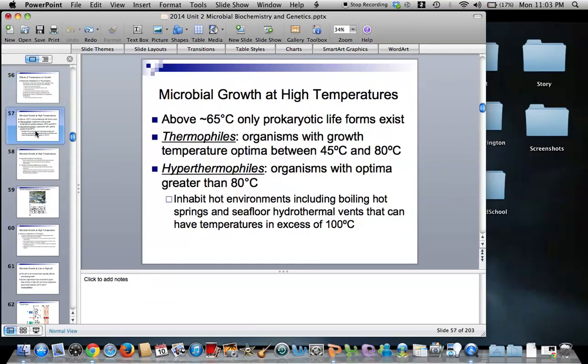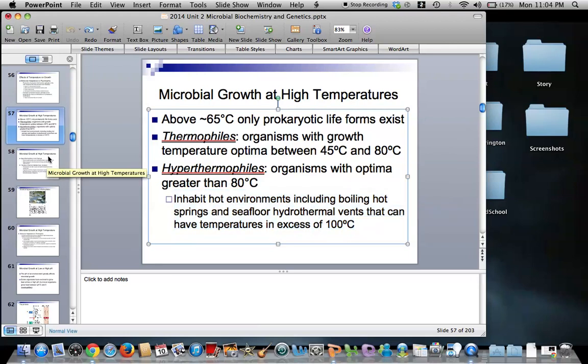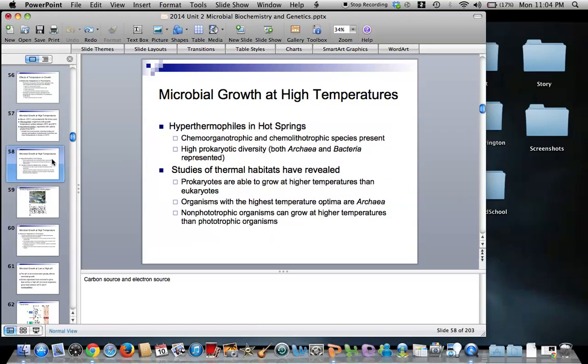Microbial growth at high temperatures above 65 degrees Celsius. Only prokaryotic life really exists at all as far as we know. Thermophiles love growing 45 degrees to 80 degrees. And then above 80, so I guess 80 is the cutoff, not 100, but 100 is a convenient cutoff to remember. They inhabit hot environments, and they can be in excess. So these are 80 to probably 120, I want to say that chart said they could go to.